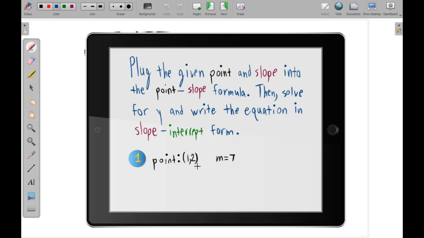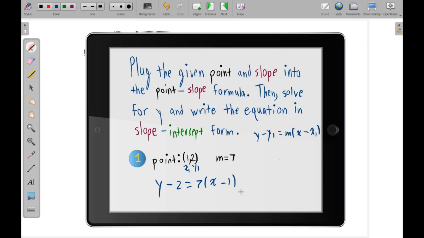So we have our point is (1, 2), and slope is m. So remember, point-slope form is y minus y1 equals m times x minus x1. Okay, so let's plug that in here. y minus 2 is equal to m, which is 7, times x minus 1.